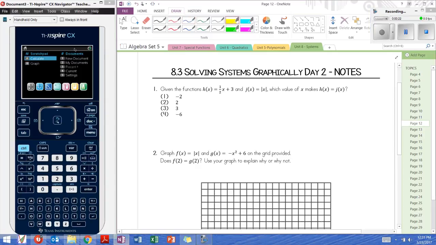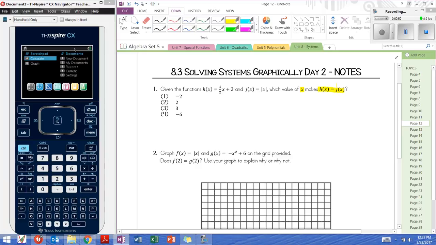Example number 1 gives us two functions, h of x and j of x. One is linear and the other is an absolute value function. And it says which value of x makes h of x equal to j of x. Now, we could go ahead and solve this algebraically if we knew how to solve absolute value equations, but we don't know how to do that yet.